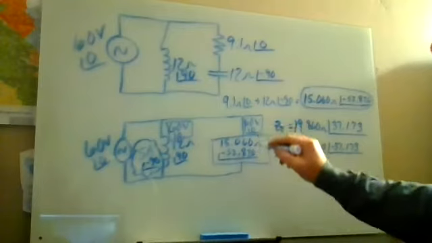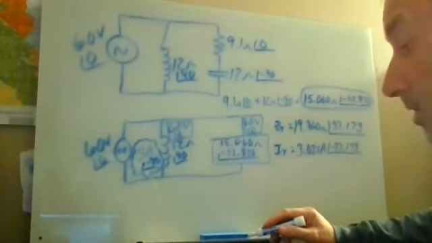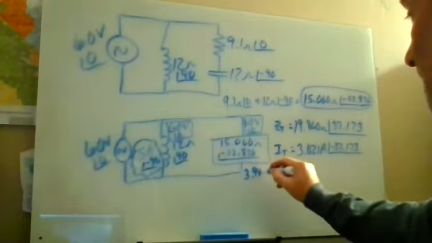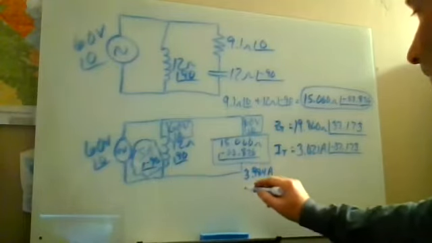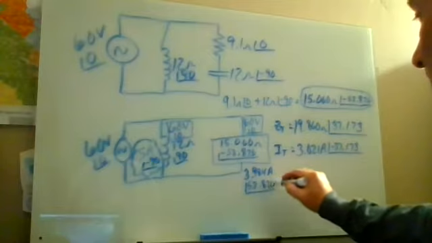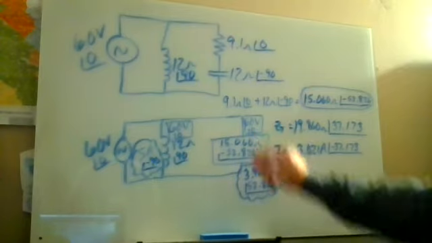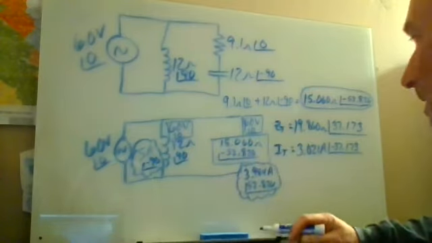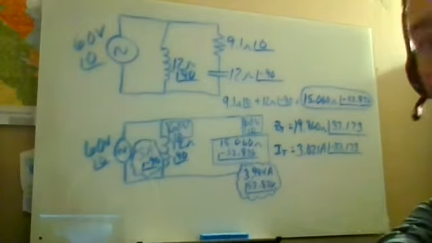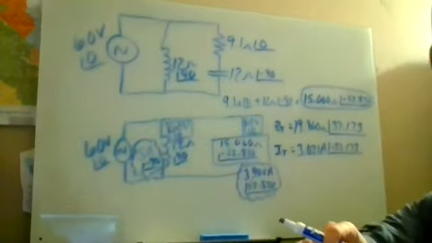When I do this one, 60 at an angle of 0 divided by 15.060 at an angle of negative 52.6, I get 3.984 amps at an angle of 52.826. So that's my current through my combined components right there. I'm going to add these two currents up, make sure they give me my I total. If they do, this part of my circuit is good and I can move back.